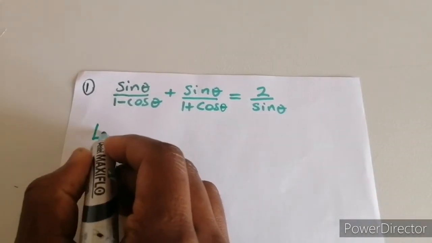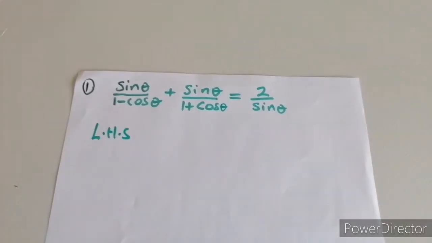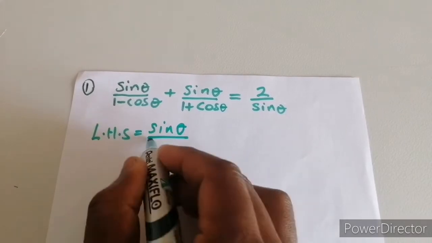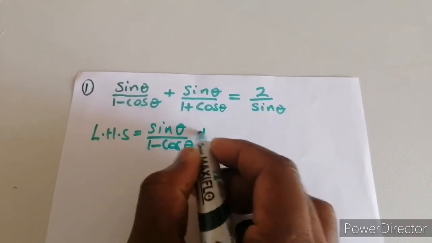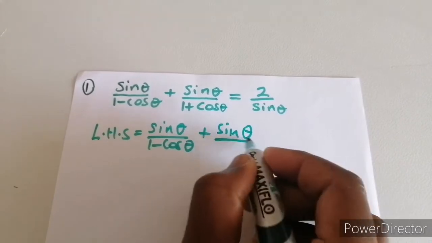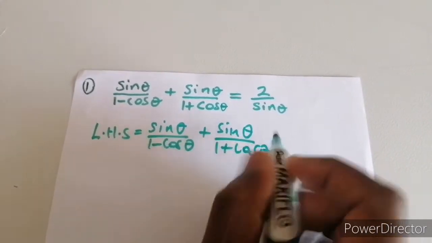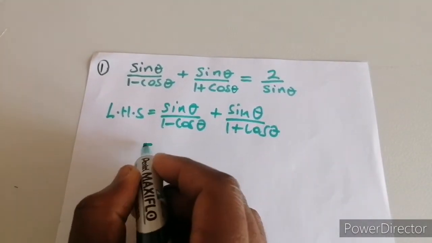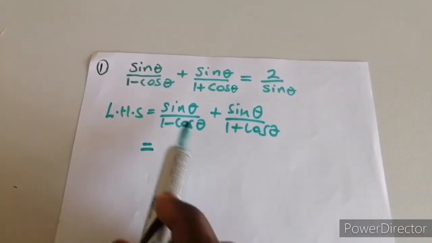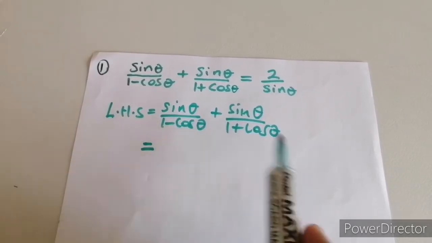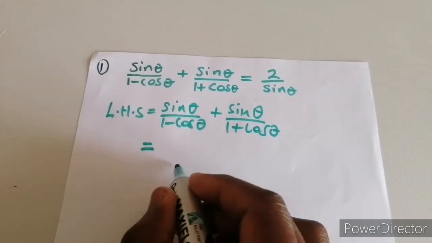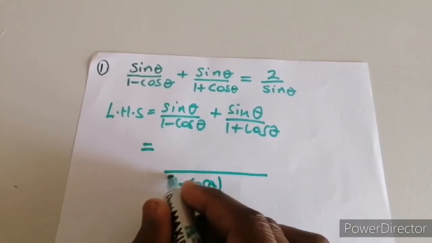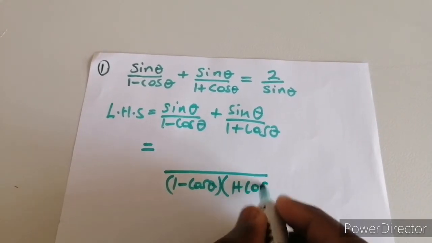Let's start with the left hand side. The left hand side is equal to sine theta divided by 1 minus cos theta plus sin theta divided by 1 plus cos theta. Now we are adding fractions. This is the complicated side. We're going to find the LCD. The LCD from algebra, you know exactly how to use the LCD. The LCD is 1 minus the cos of theta into 1 plus the cos of theta.